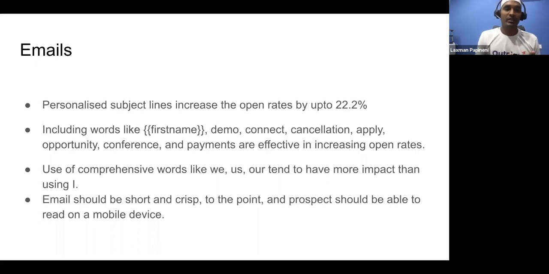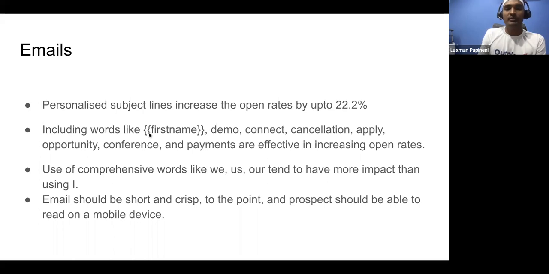So when you're sending out emails to 100 people, make sure the subject line is different for everyone. That's where these tools come into place and allow you to put those variables or replacement tokens. Personalized subject lines increase your open rates by 22%. That's a study in the market.